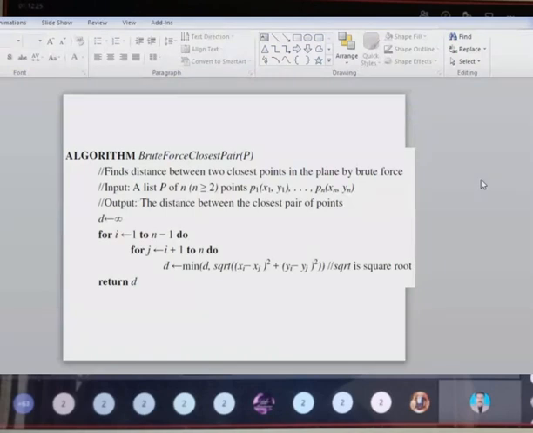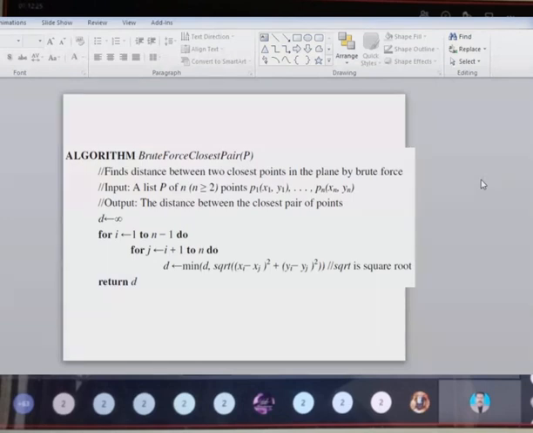So the formula to calculate the distance is D equals minimum of D comma square root of xi minus xj the whole square plus yi minus yj the whole square. Instead of the square root symbol, we used the sqrt function. SQRT is square root. Finally, we return the distance between the two points. This is the pseudocode of brute force closest pair.